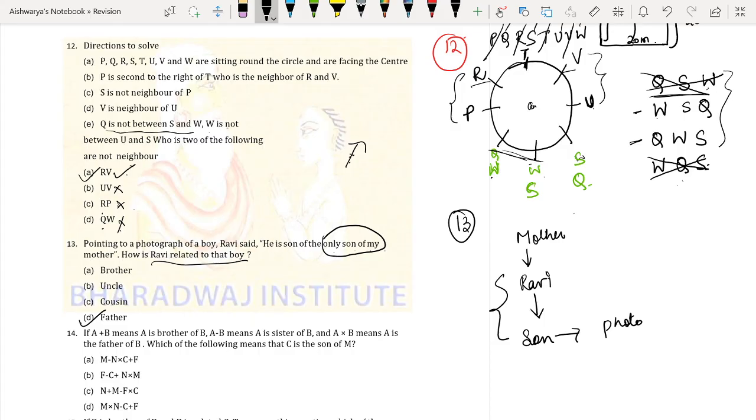Ma'am, Ravi is saying that is the only son of my mother, no? My mother has only one son. So, only son of my mother. So, Ravi is a boy, definitely. Ma'am, that is he only, no, ma'am? I can't understand this one, ma'am. See, only son of my mother. The mother has got only one son.